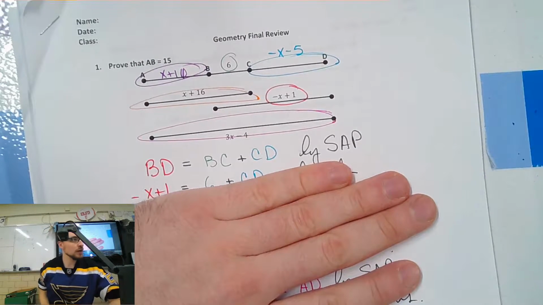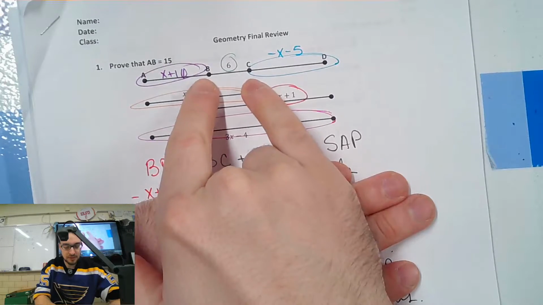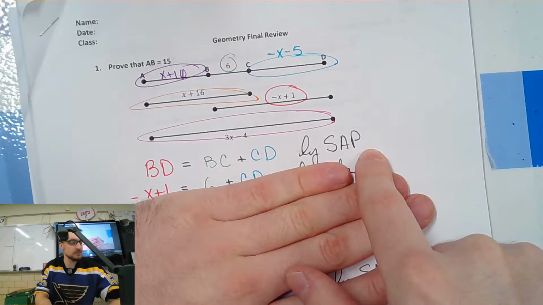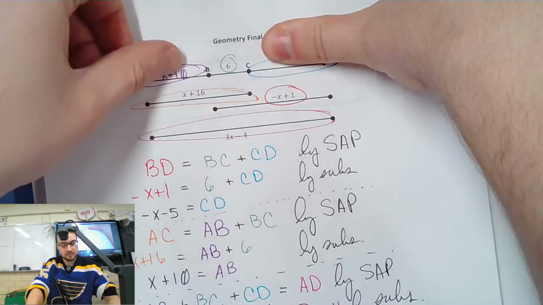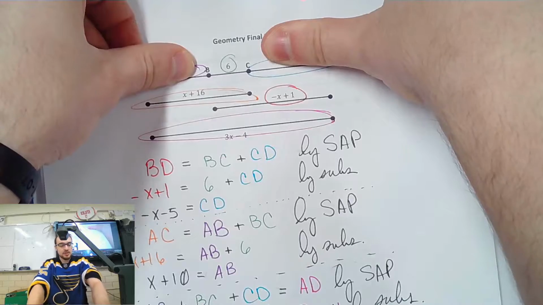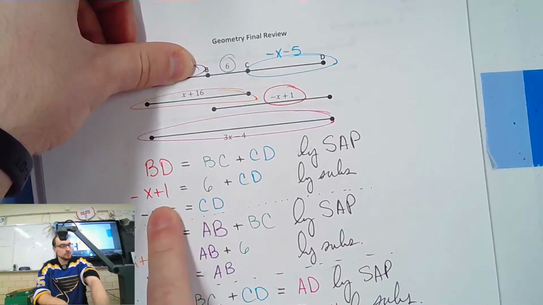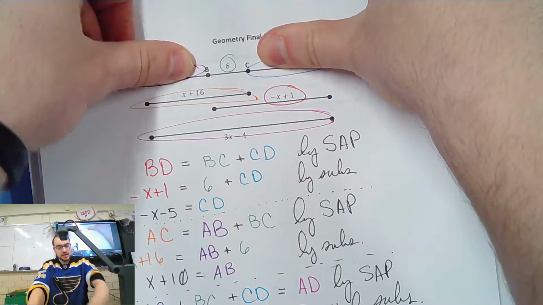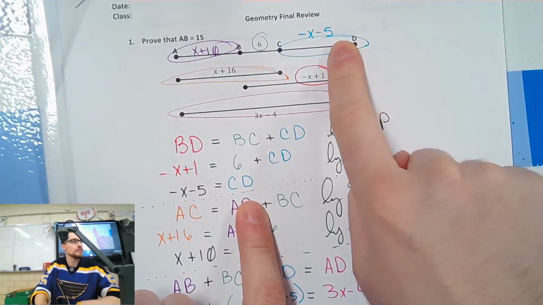BD equals BC plus CD. I wrote that. Segment addition postulate. I didn't know that yet, so I wrote that later. Then I plugged in their values. I know that BC is 6, and I know that BD is negative x plus 1. That was by substitution. I didn't know CD yet. Then I did math and found out CD was negative x minus 5. So I wrote that up here.